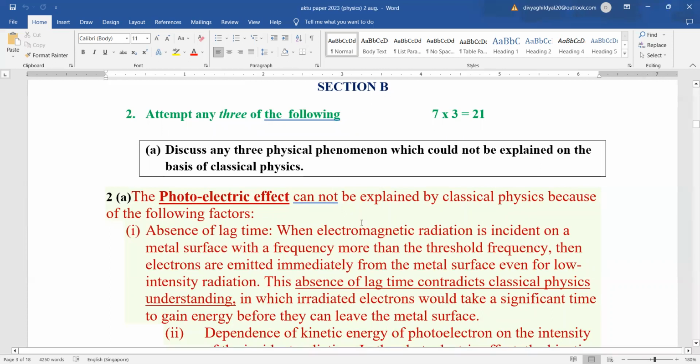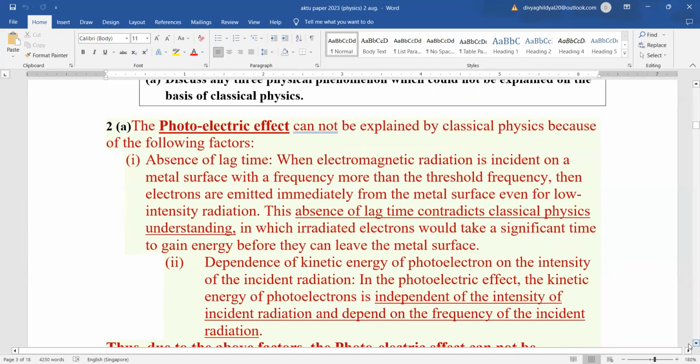Now, discuss any 3 physical phenomena which could not be explained on the basis of classical physics. So you are basically dividing 7 marks into 3 equal parts. That means say 2.5, 2.5, and another leftover marks.